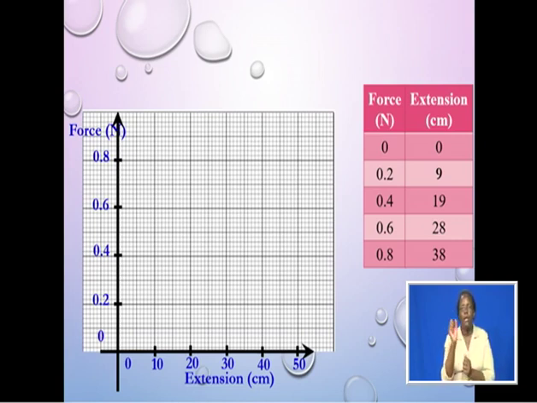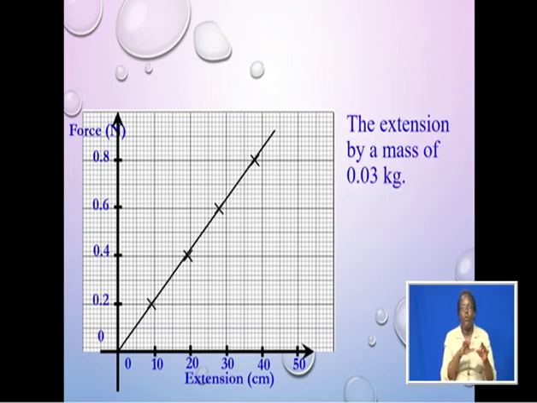So now we will plot the points 0, 0, and then 0.2 and 9, 0.4 and 19, 0.6 and 28, and lastly we'll plot 0.8 and 32. And then we will draw a line of best fit as shown. So that is what we have. All right. So I think now we are ready to answer the following questions.